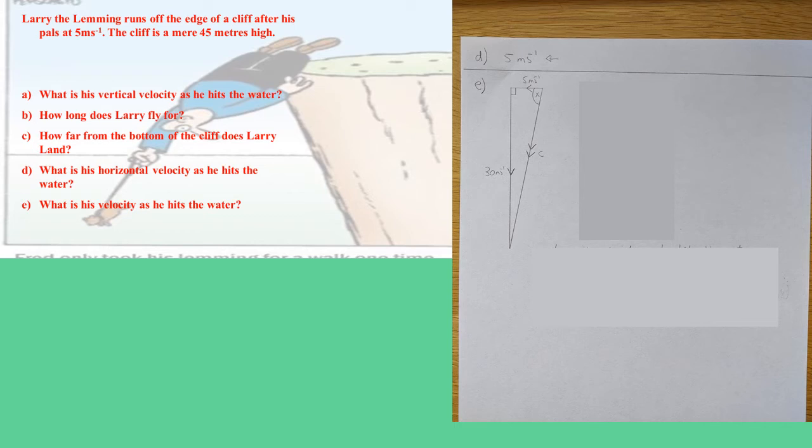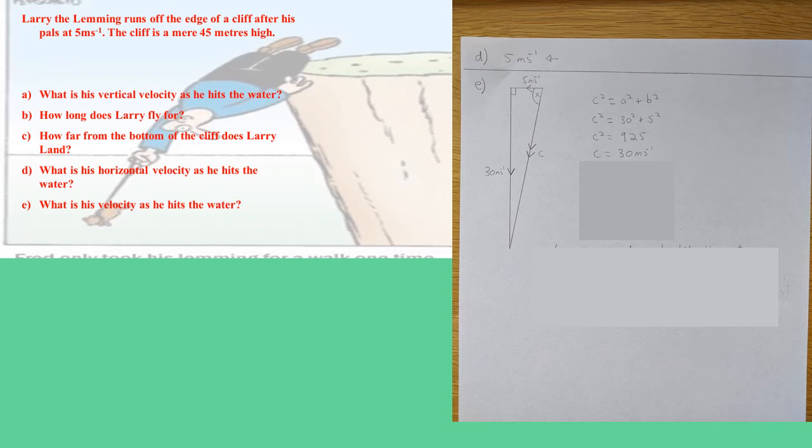Then the resultant vector is just from start to finish, and then we need to try and find out this angle here that gets us from the starting point to the finishing point. So to find the magnitude of the velocity, we use Pythagoras, so it gives us 30 meters per second.